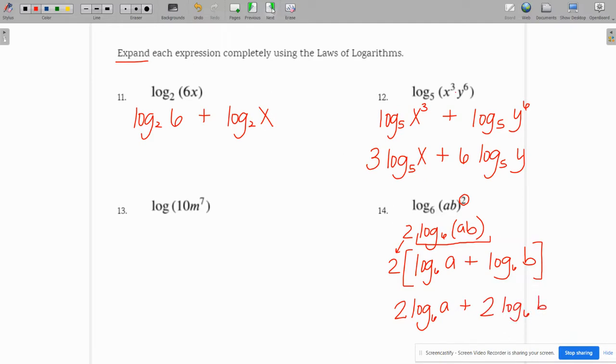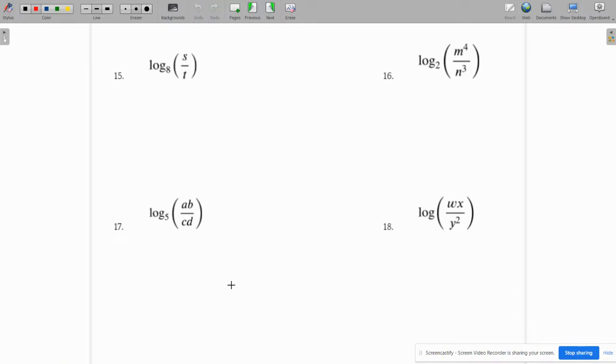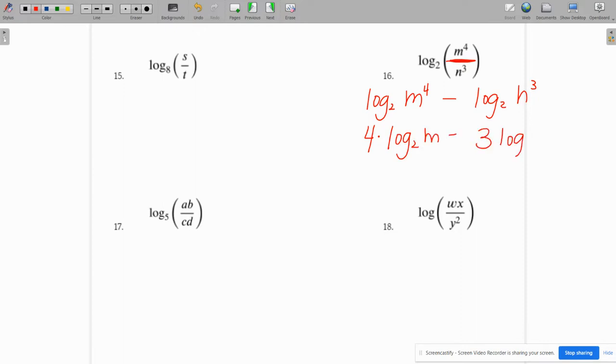Expanding just takes some practice, getting used to the order and things like that. Let's try a couple of these. Number 16, log base 2 of m to the 4th divided by n cubed. I see that we have division here, so this is going to be equal to log base 2 of m to the 4th minus log base 2 of n cubed. And again, use our third rule so that we can rewrite these exponents as the product of 4 times log base 2 of m minus 3 times log base 2 of n.